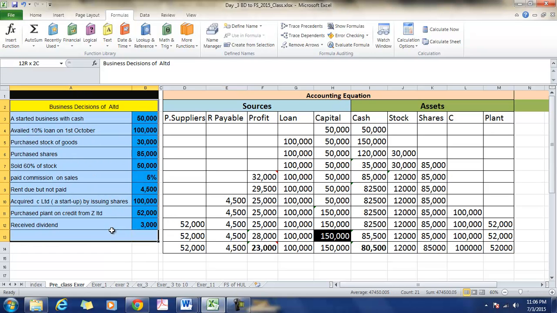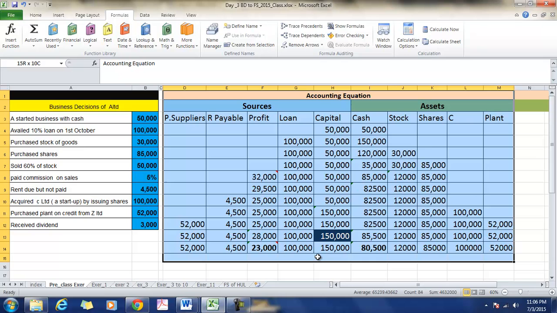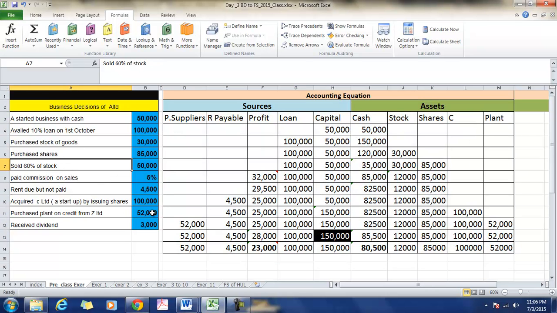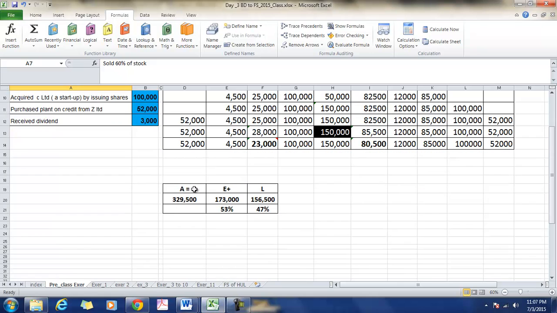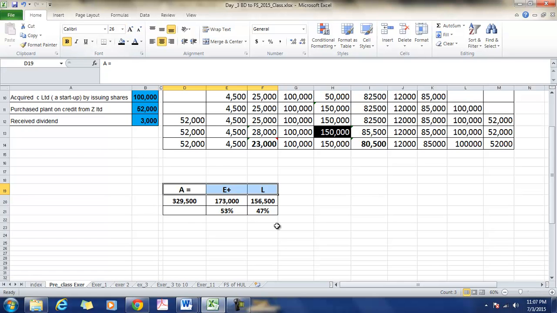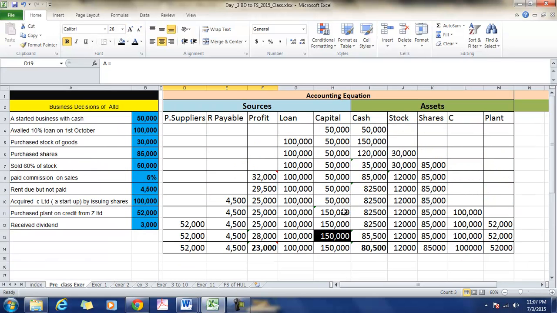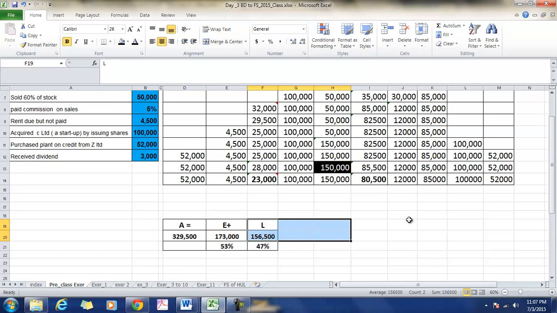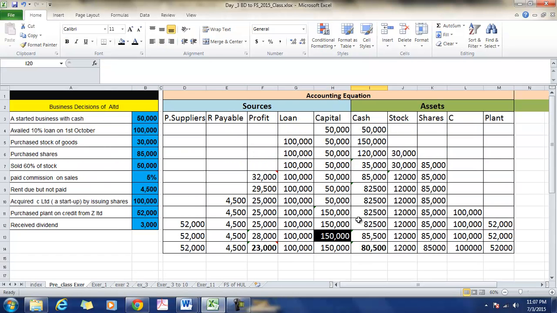So this process of converting business decisions into the accounting equation very clearly shows the application of the accrual principle, the matching principle, and the accounting period, which are the fundamental concepts of accounting. The accounting equation shows that at any point of time the assets are supported by equity and liabilities, where equity is the retained profit and the capital contributed by the shareholders, and the liability is the obligation of the firm to pay outsiders.